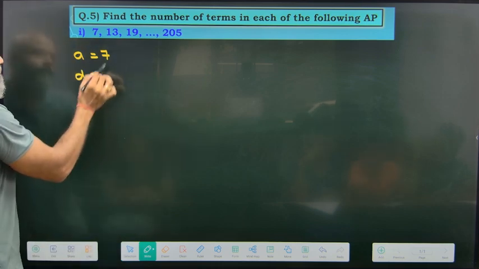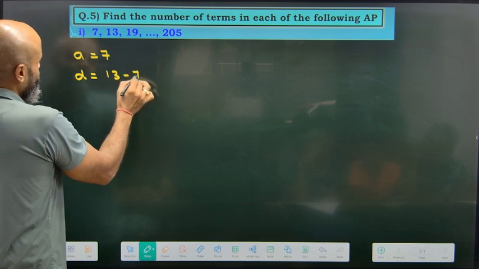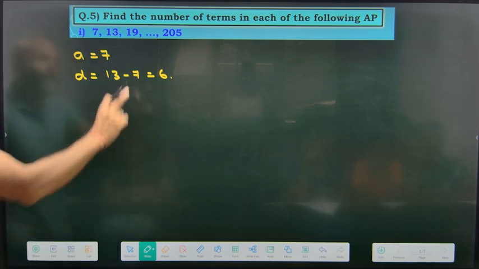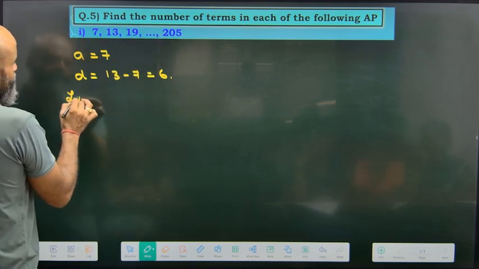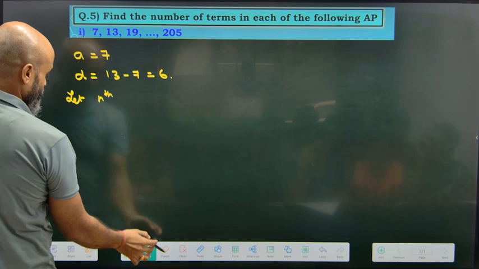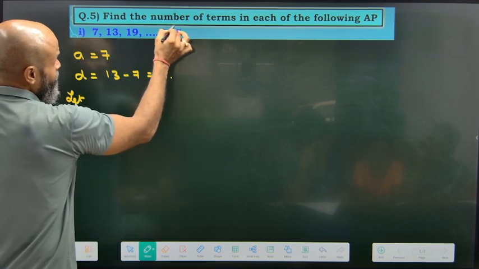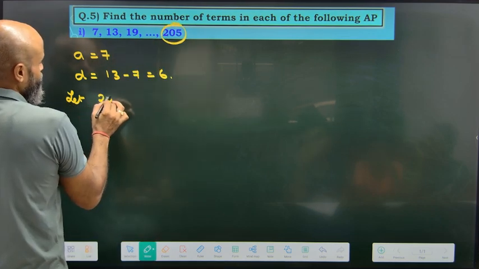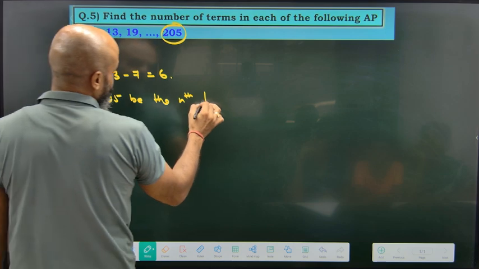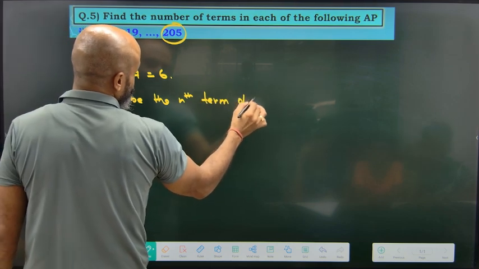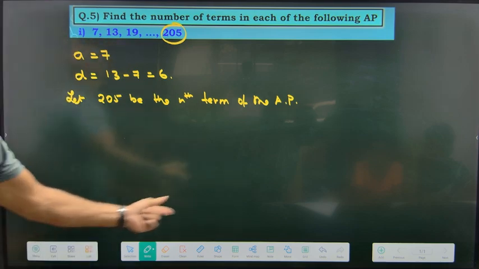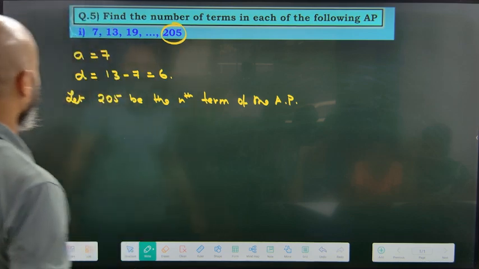Quick, 13 minus 7, simple. So this will be how much? 6. Clear? Okay. Now our assumption will be: let 205 be the nth term of the AP. Clear? Are we clear? Okay.